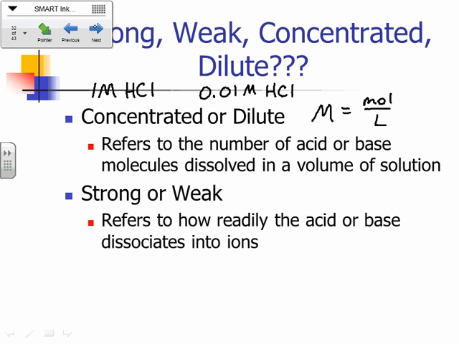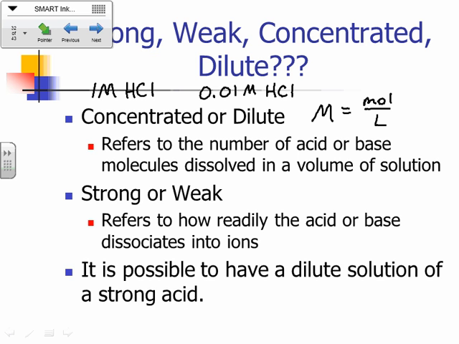Strong or weak refers to how much it dissociates. Okay? So you just need to understand the difference between those two. We're going to do an activity right now that will hopefully help with that. All right? Is that the only thing on that slide? I think that's... Oh, no. It's possible to have... Yeah, I said that. A dilute solution of a strong acid, or a concentrated solution of a weak acid, right? It can go either way.